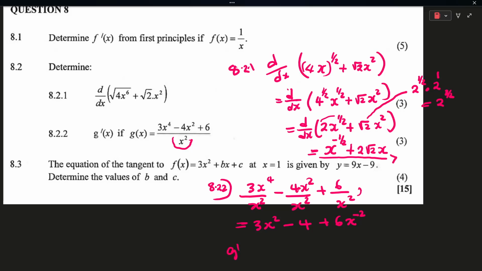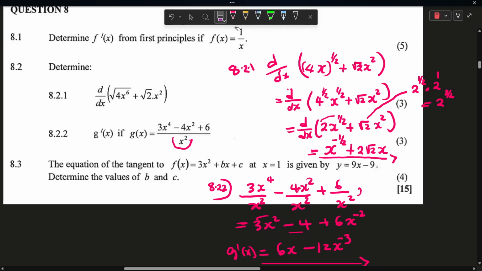And then what is g prime? Let's derive this. It's going to be 6x. Here it's 0. There it's minus 12x to the power of minus 3. Okay. What is this, guys? This is the g prime of x. That is the answer for 8.2.2.